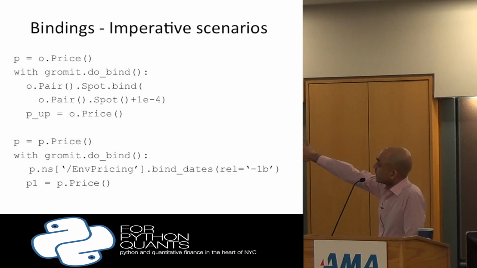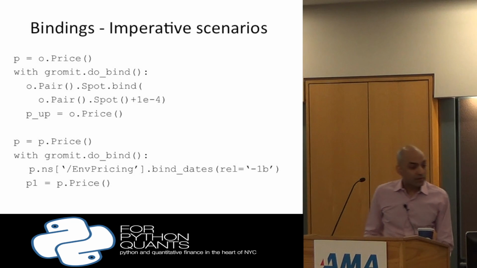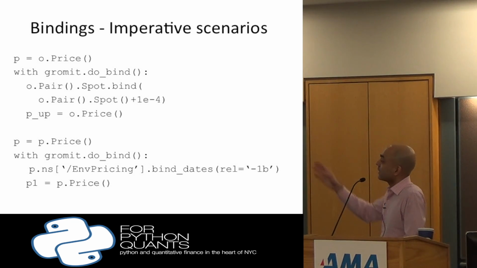So here's an imperative scenario. So I can say, price my option, do a bind, and I'm going to bind the spot to spot plus epsilon. And since I know all the dependencies, I'll just essentially dirty the path up to the price, ask for my price again. Oops. Oh, no, sorry. I thought I had the indentation up backwards. So within the binding set, I can ask for my price up, and that'll give me essentially my delta, right?